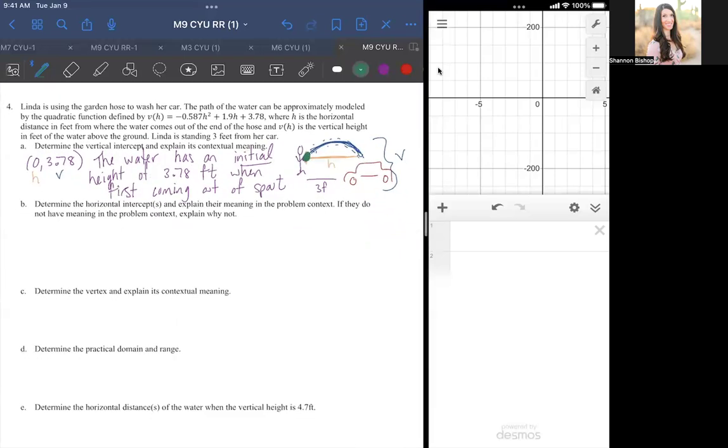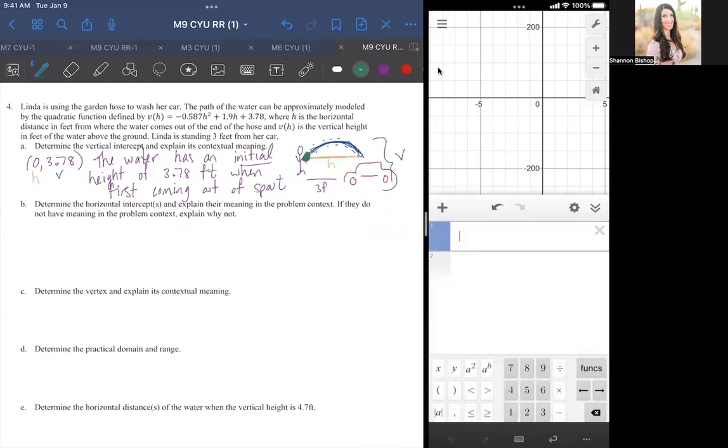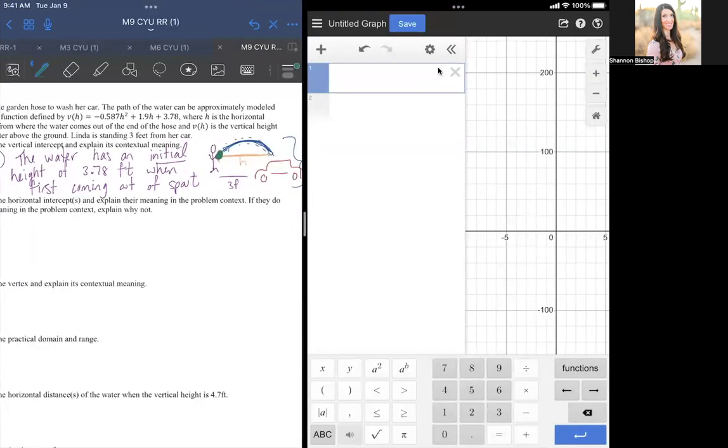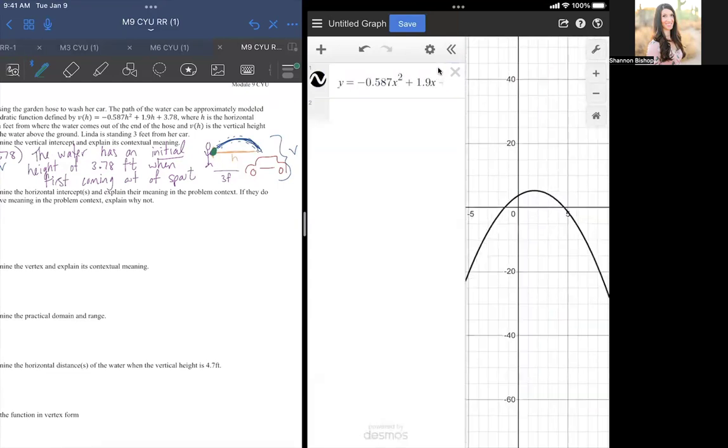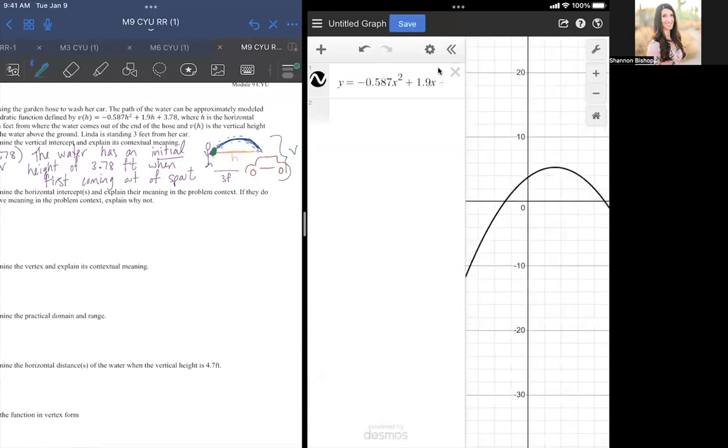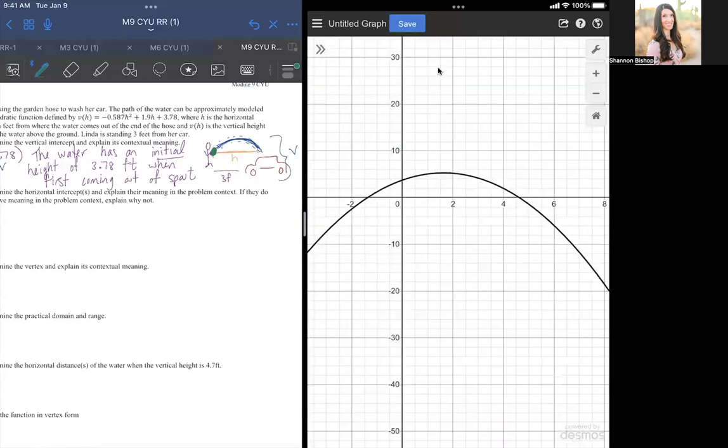Okay, part B. Determine the horizontal intercepts and explain their meaning. Okay, so when you're working with standard form, the horizontal intercepts are not easily identifiable. So we're going to plop this puppy in Desmos to see what the horizontal intercepts are. So negative 0.587 x squared plus 1.9 x plus 3.78. All right. So here's that water path, so to speak, and the horizontal intercepts would be there and there.